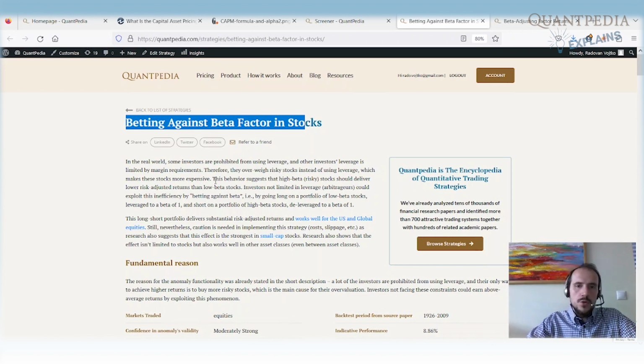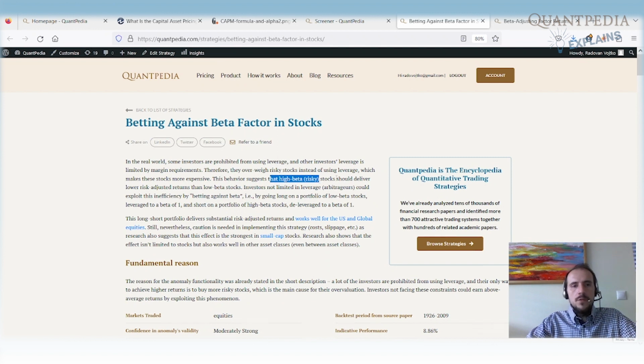So the statistics show that the high risk stocks deliver lower risk adjusted returns, and the low beta stocks, so the stocks that are least sensitive to the market movements, deliver higher risk adjusted returns. So we can go long a portfolio of low beta stocks, leveraged to a beta of 1, and we can go short a portfolio of high beta stocks, leveraged to a beta of 1. We have the anomaly performance.